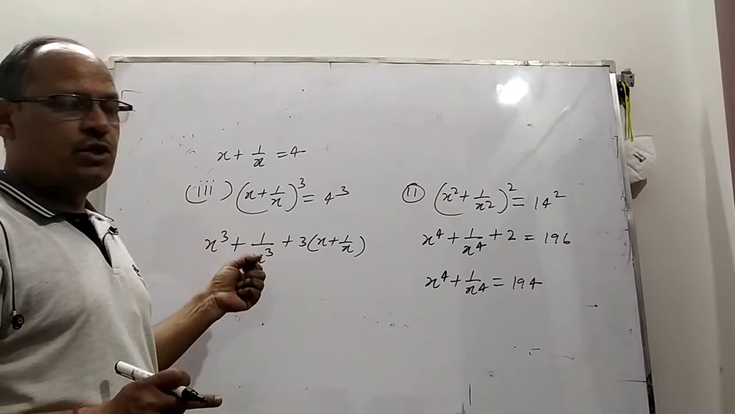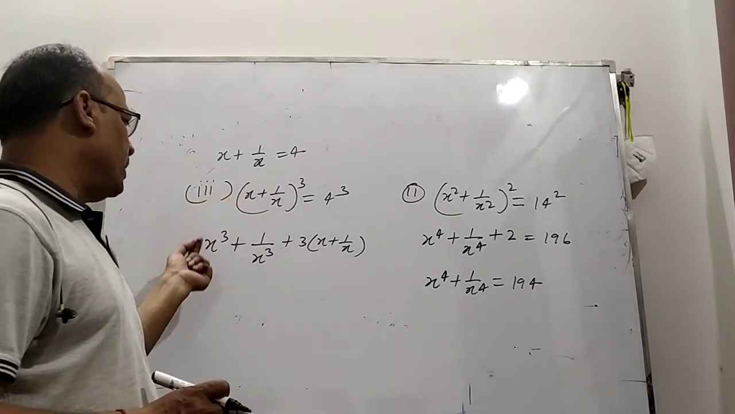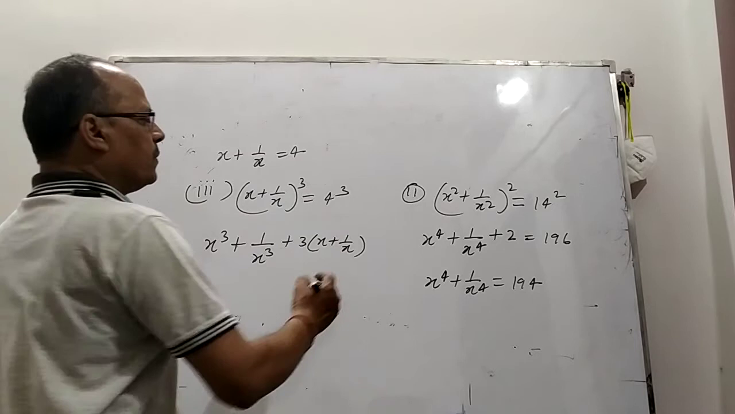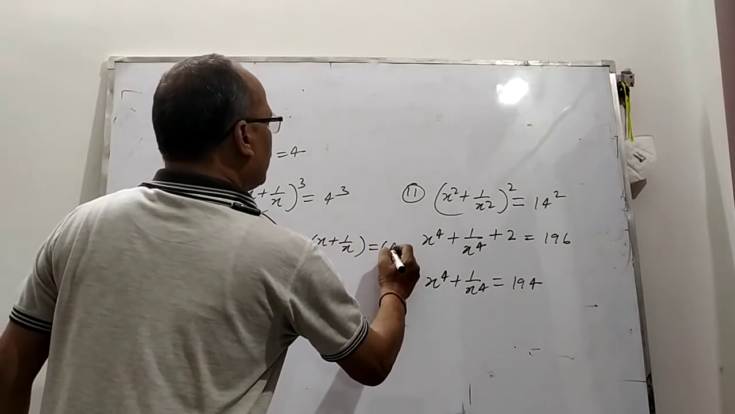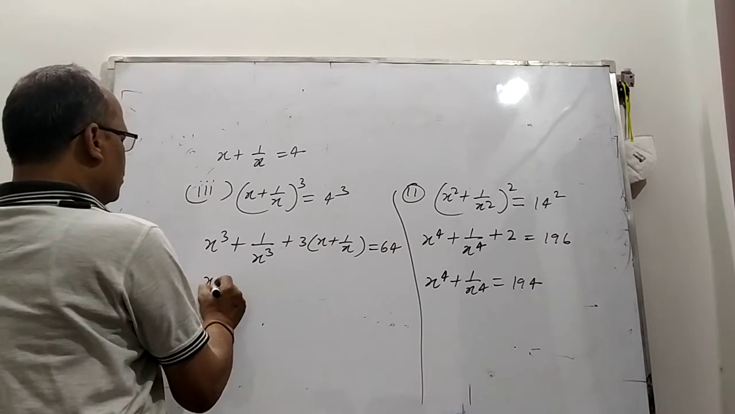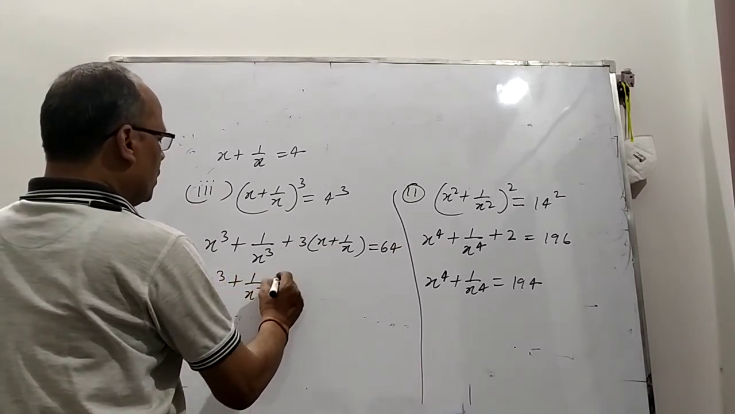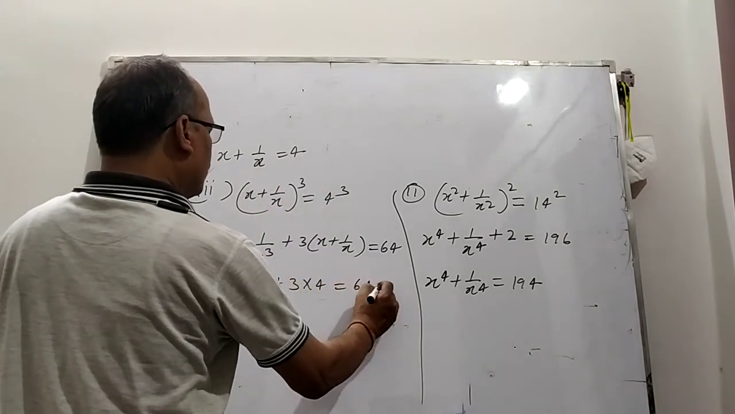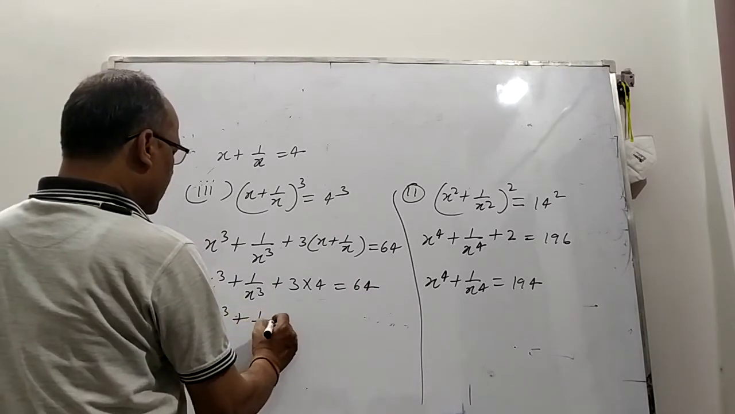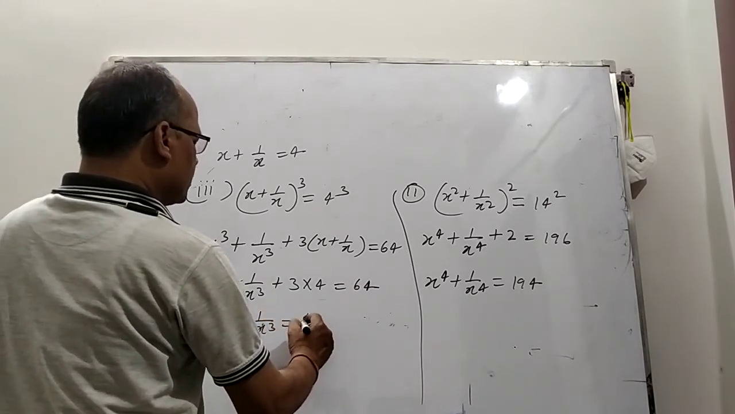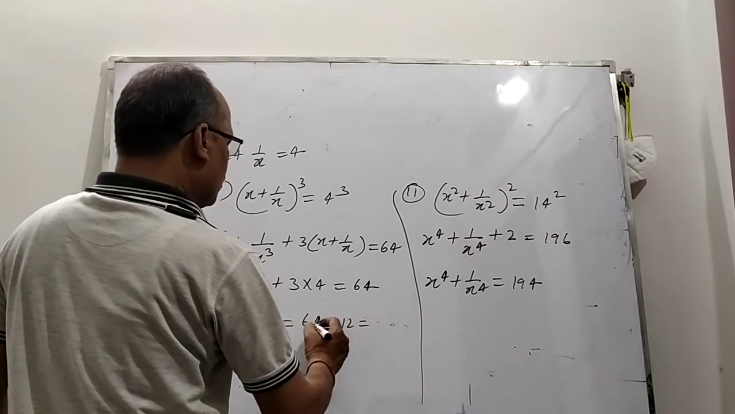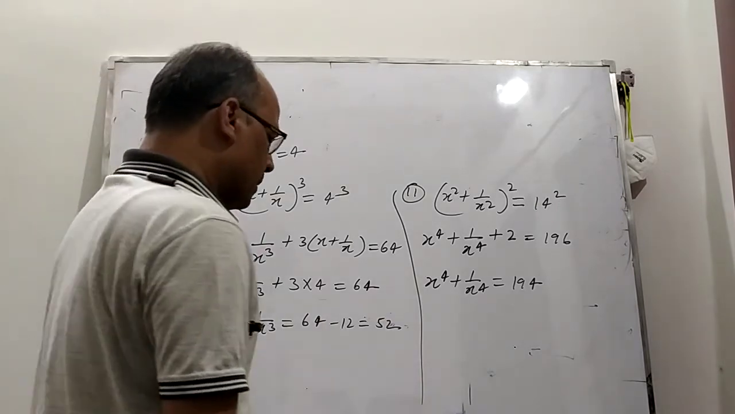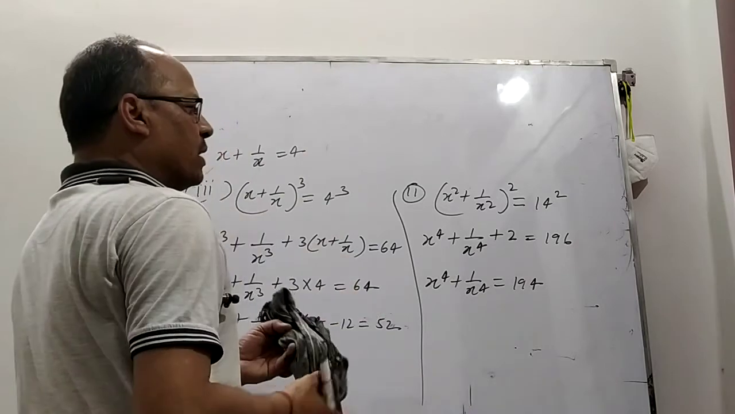Suppose you have forgotten about this, you can use the formula of (a plus b) whole cube: a cube plus b cube plus 3ab(a plus b). Now 64. x cube plus 1 upon x cube plus 3 into (x plus 1 upon x) equal to 4, equal to 64. x cube plus 1 upon x cube equal to 64 minus 12 equal to 52. This is clear. Fourth part of this, you will get x minus 1 upon x.